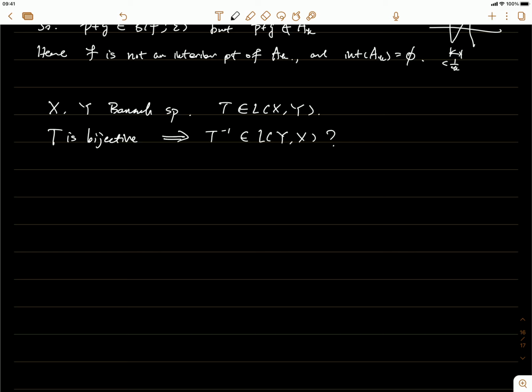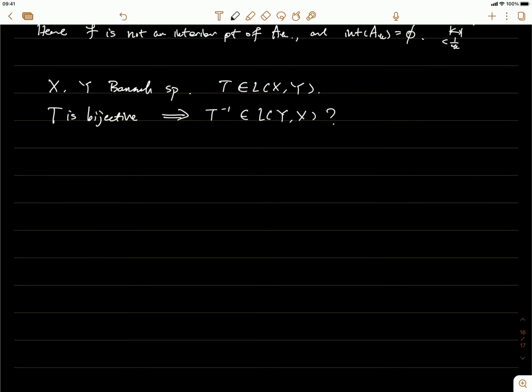So we want to answer this question. Actually, the answer to this is yes. We want to know why. This is actually a special case, or it can be easily obtained by applying the so-called open mapping theorem. So let's discuss this open mapping theorem, and from there, we get the answer for this question. It's called the open mapping theorem.